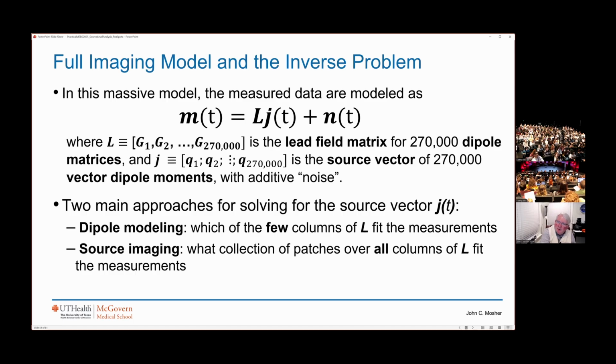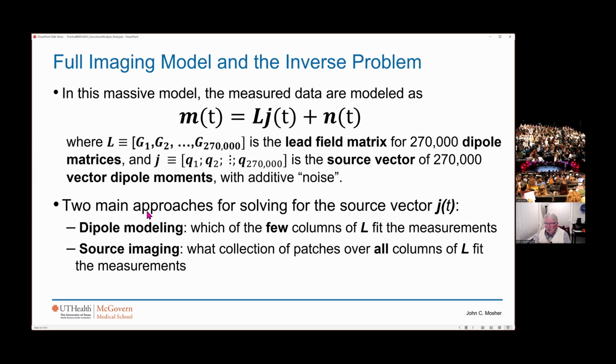As I mentioned, in this case it's 270,000 dipole matrices, and each one is a little 3 by 3. I build a source vector of 270,000 vector dipoles, each one itself 3-dimensional, and I have additive noise. So once we make this our measurement model, we're assuming somewhere in these sources, going out through this lead field, we're making our measurements.